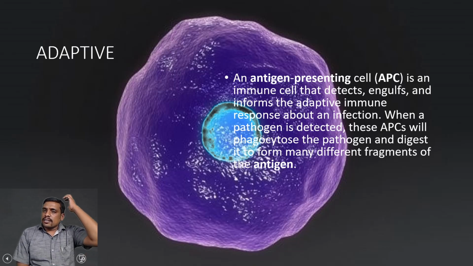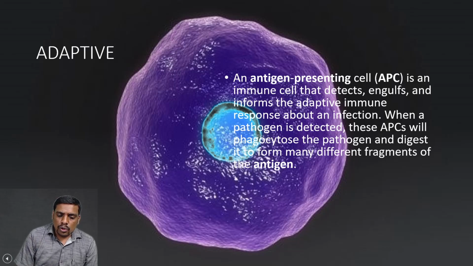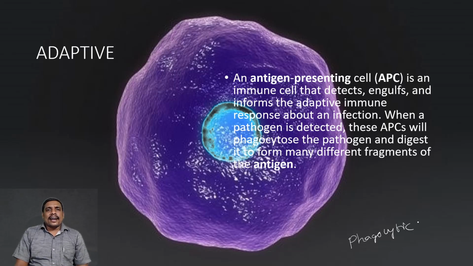And antigen presenting cells. Let us talk about the third type of cells. Antigen presenting cells are immune cells that detect, engulf, and inform the immune system, especially the adaptive immune system. So antigen presenting cells undergo a sequence of phagocytic reactions and can kill or eradicate the pathogens. Not only this, antigen presenting cells identify the pathogens first, whichever are present in our body.